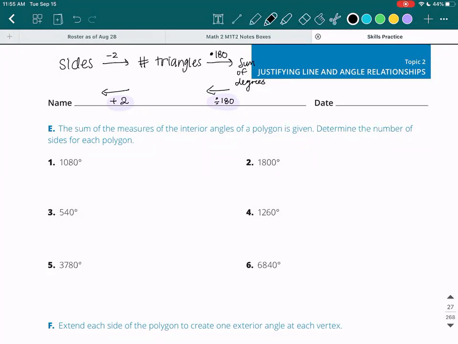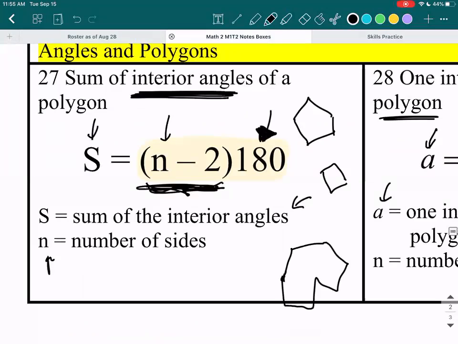Is this a formula in our notes? So this is the reverse of the formula in our notes. So earlier, we were giving you n, the number of sides, and then we asked for s. Now we're giving you the s, and then we're asking for n. So it is still this formula. We're just using it in a different way. So yes, you are correct.